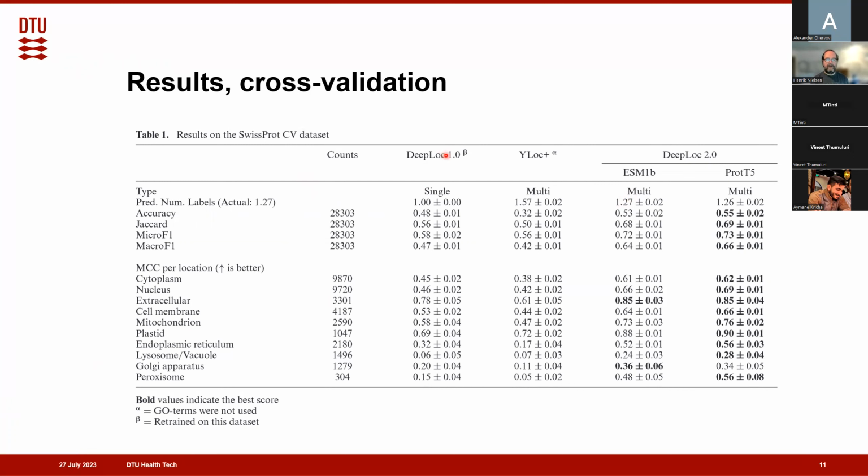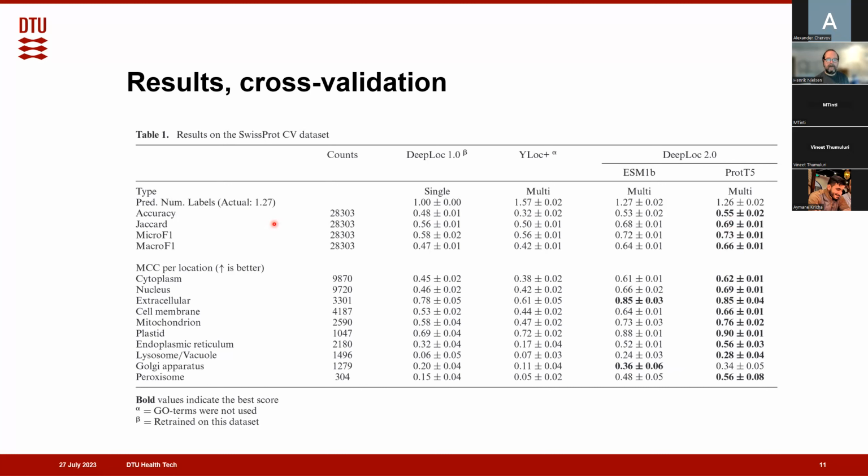When we compare to DeepLoc1 and to the competing method YLoc+, which is also a multi-label subcellular location classifier, we see that in almost all cases, the Prot-T5 version of DeepLoc2, the one called slow on the website, is the best one. There's one exception here where the correlation coefficient for Golgi apparatus is a little bit better in ESM1B, the fast mode on the website. But in general, Prot-T5 slow mode gives the best results.